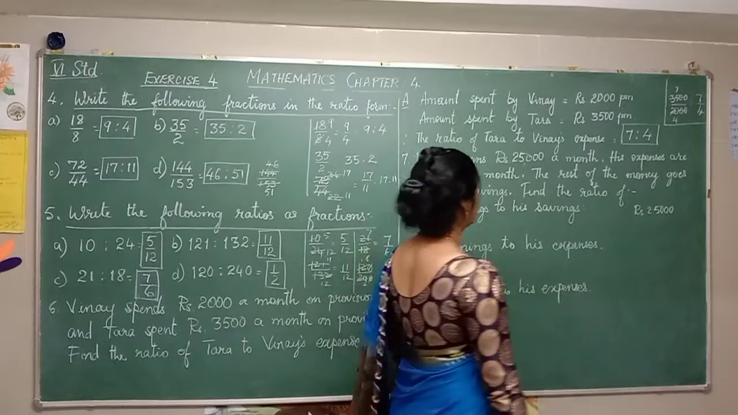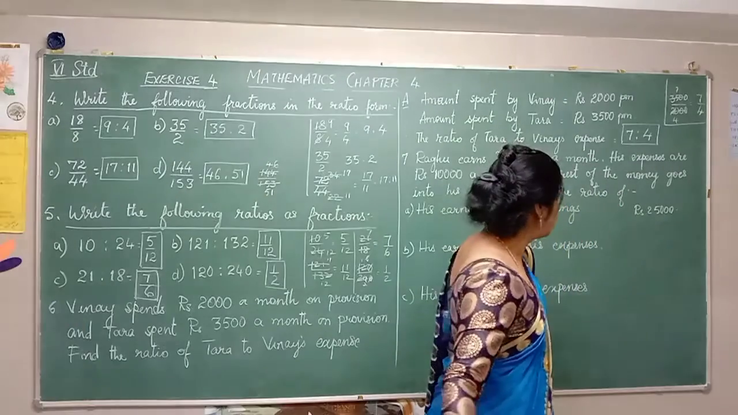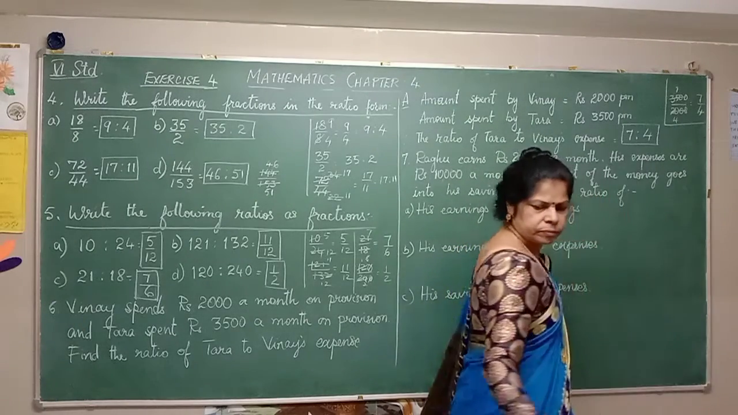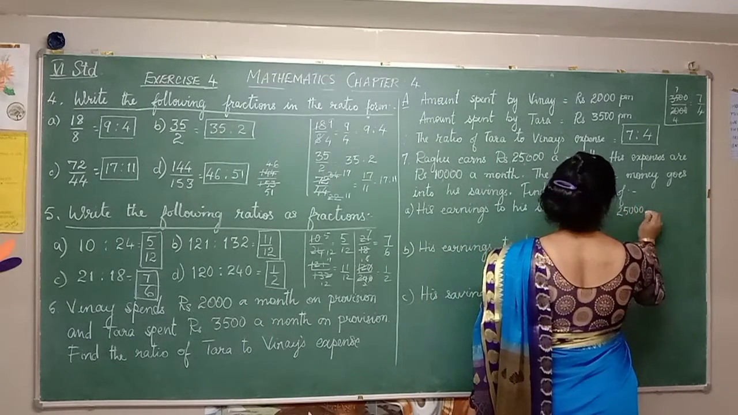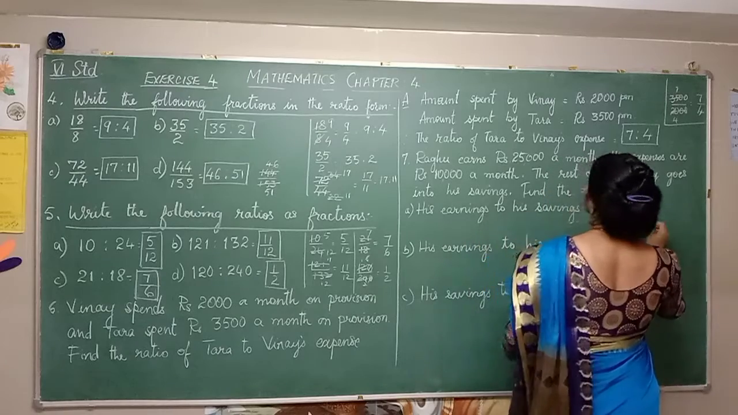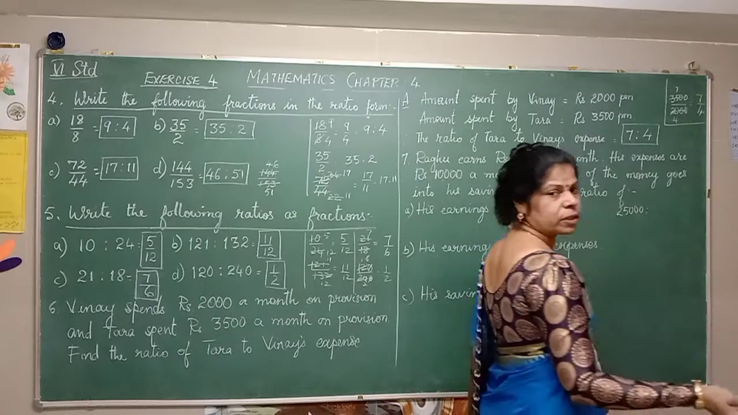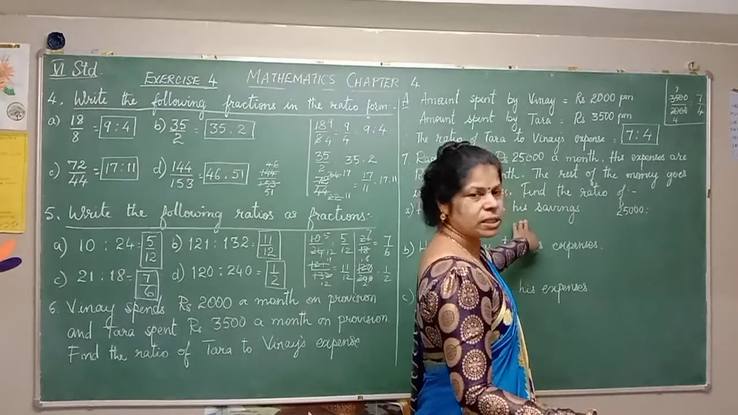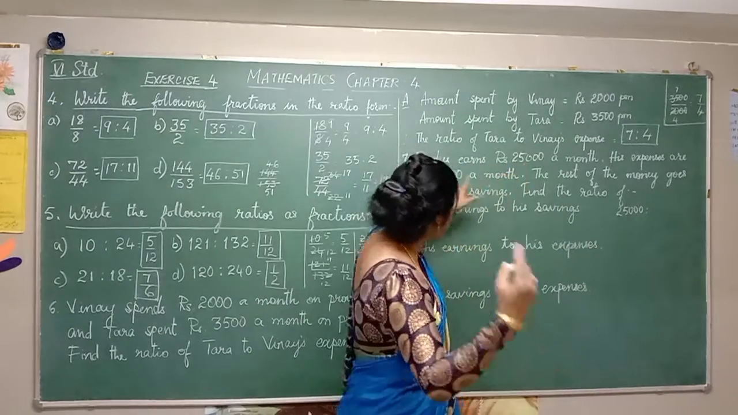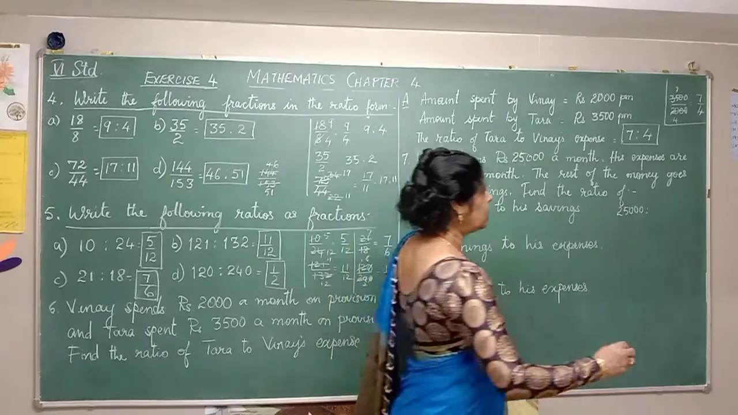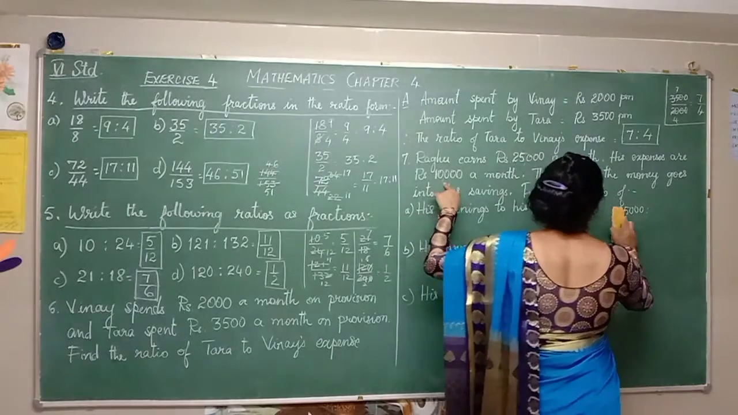The question is earnings to his savings. So here they have given savings how much? So you write 25,000. 25,000 to his savings is how much? His earnings to his savings. Savings you have to find out. We have not found out savings. See, the question is his earning is 25,000 and spending is 10,000. So 25,000 minus 10,000. First you have to do that.